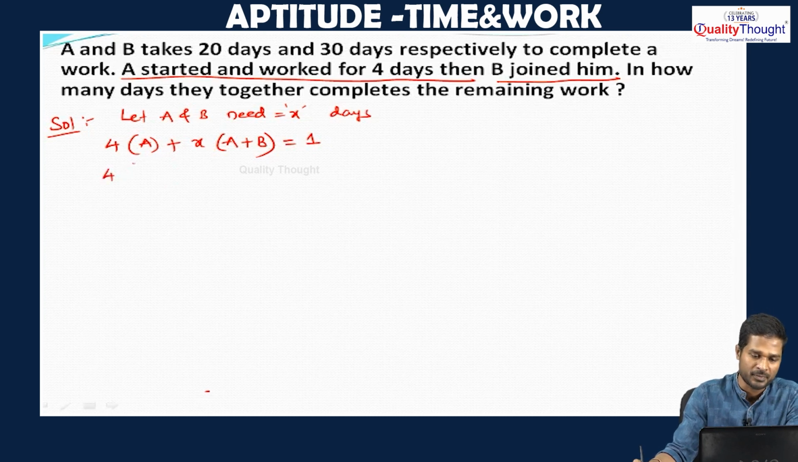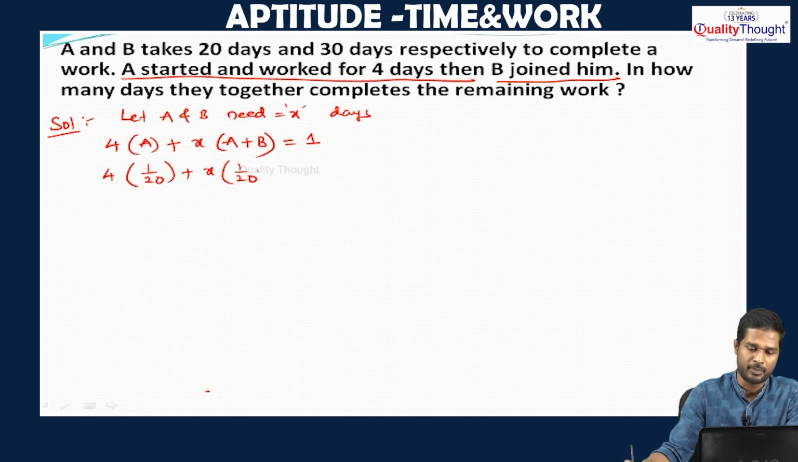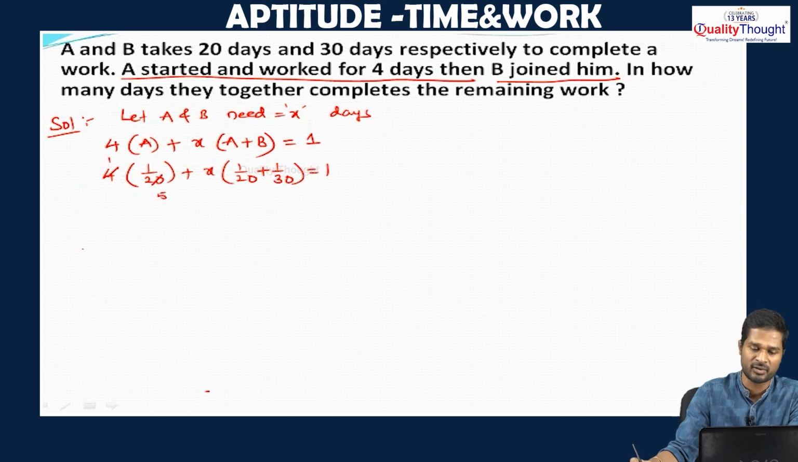So 4 into A's 1 day work, which is 1 by 20, plus x into A's 1 day work, 1 by 20, plus B's 1 day work, which is 1 by 30, equals 1. So this is 4 ones, this is 4 fives. Take this 1 by 5 to that side, it becomes 4 by 5, and here we take the LCM: x into (20 plus 30) is 50 by 20 into 30. So this is 1 minus 1 by 5, which is 4 by 5.